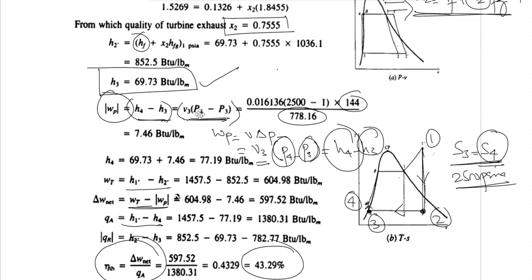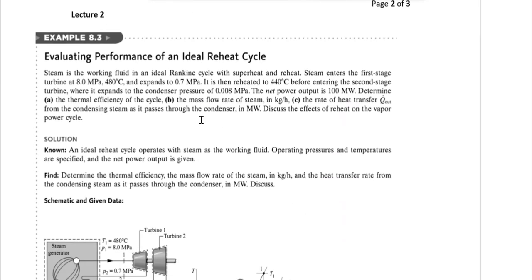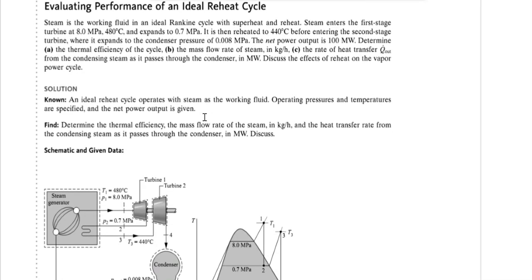Now moving forward to another question, and that is example 8.3 of Moran and Shapiro. That's in the reference book anyway. And then the question is about evaluating the performance of the ideal reheat cycle. Steam is the working fluid in an ideal Rankine cycle with superheat and reheat.